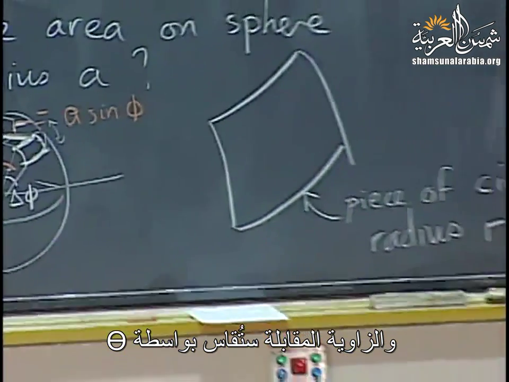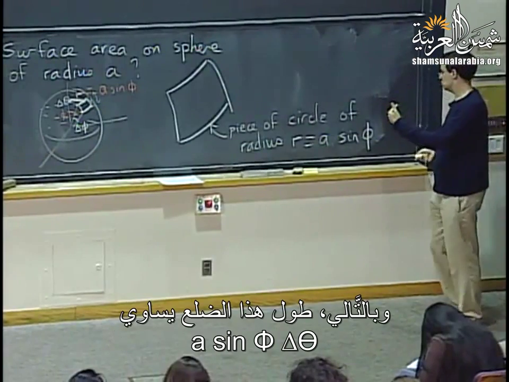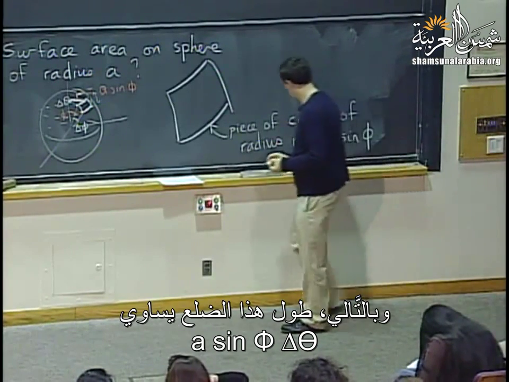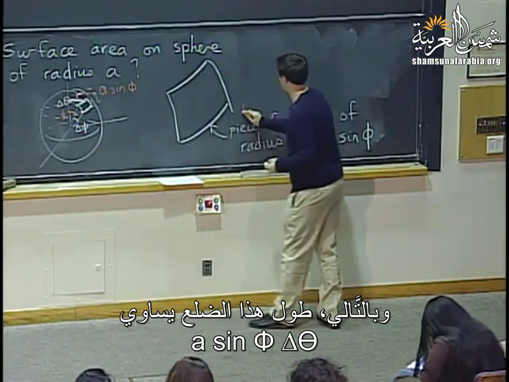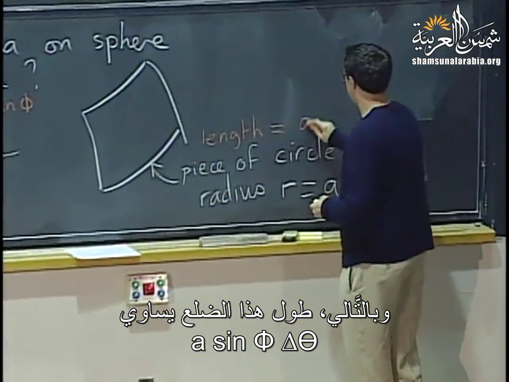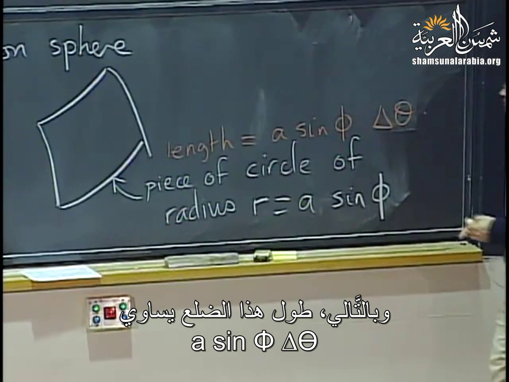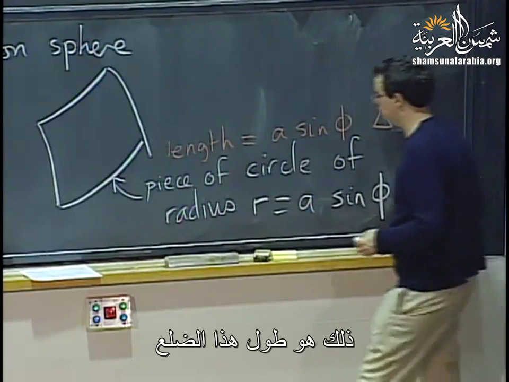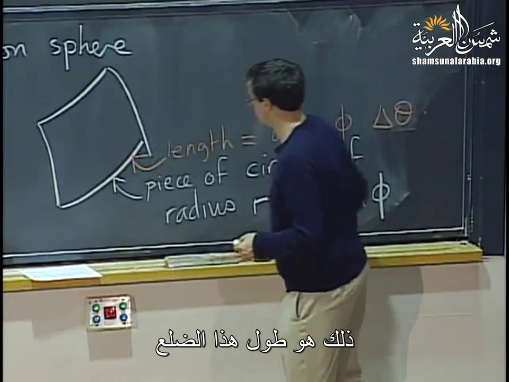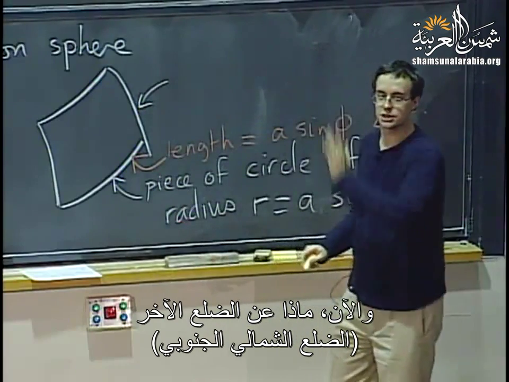Okay, and the corresponding angle is going to be measured by theta. So the length of this is going to be a sine phi delta theta. That's for this side. Now, what about that side, the north-south side?